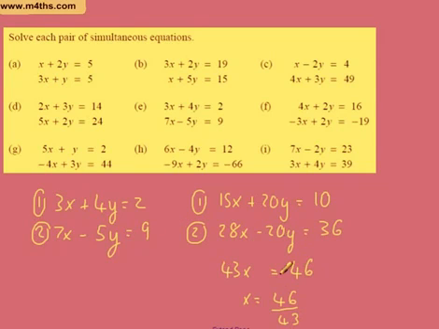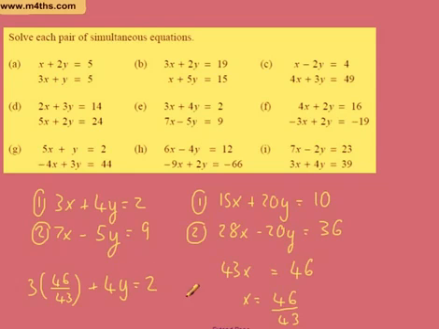Now what we must do is feed this in to find the y coordinate. It's always better to put it in the ones that you've got here. They're a lot easier to work with. So if we feed this in right now, it's probably easiest to put it into this one. So I'm going to get 3 lots of 46 over 43, and then we're going to have plus 4y is going to equal 2.